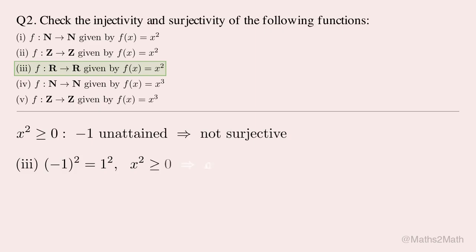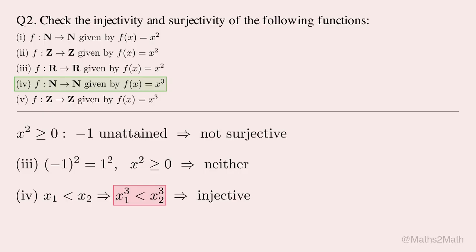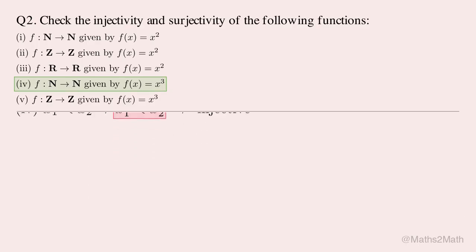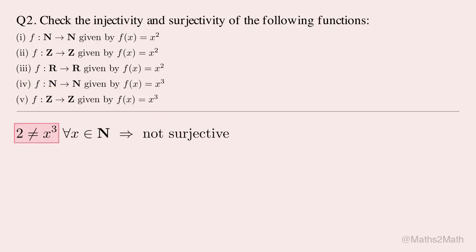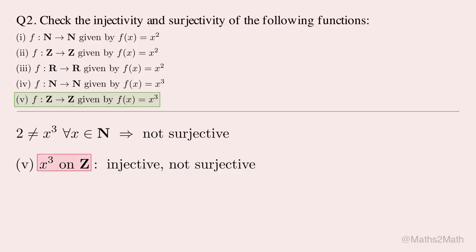Part 3, x squared on the reals. The very same two counterexamples apply, so it is neither. Part 4, x cubed on the naturals. Cubing preserves order, so distinct naturals give distinct cubes, injective. But 2 is not a perfect cube, not surjective. Part 5, x cubed on the integers. Cubes keep signs and order, so still injective, and 2 still has no integer cube root, so still not surjective.